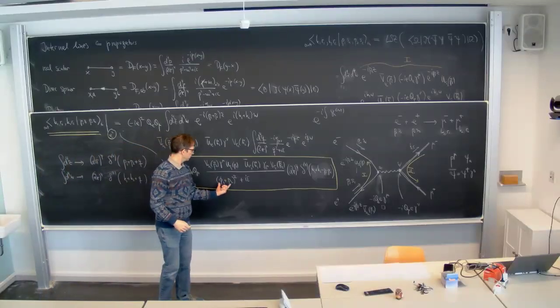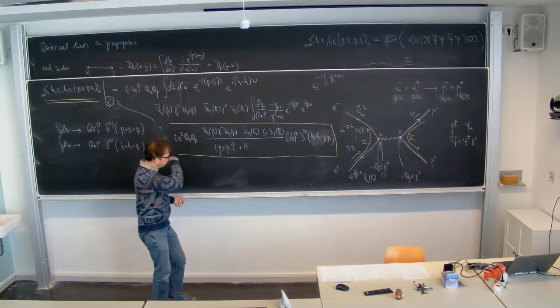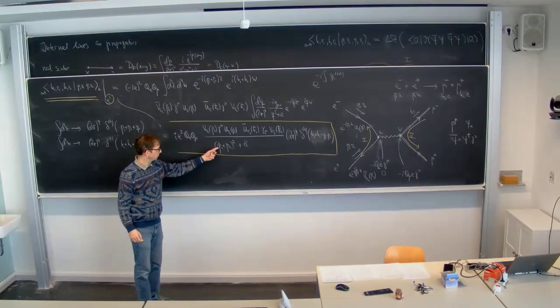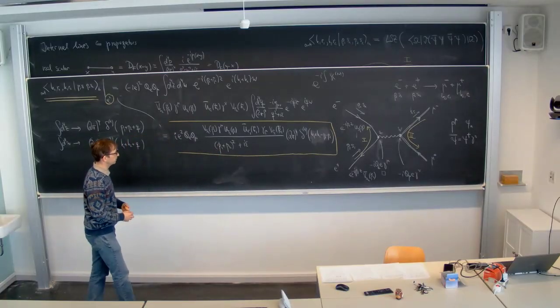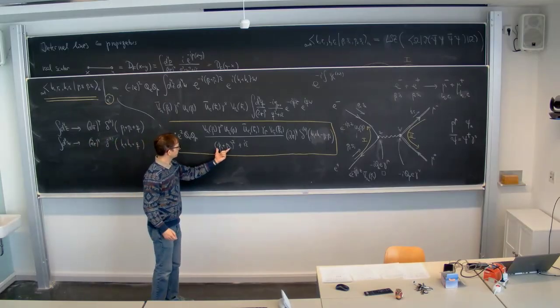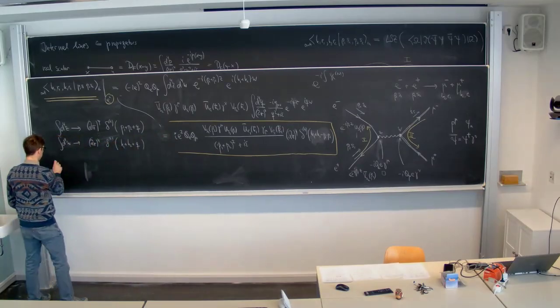And since, so what is P1 plus P2 squared? This is a 4-momentum. But just to have an idea what's going on here, let's say our 4-momentum, we are in the center of mass frame.